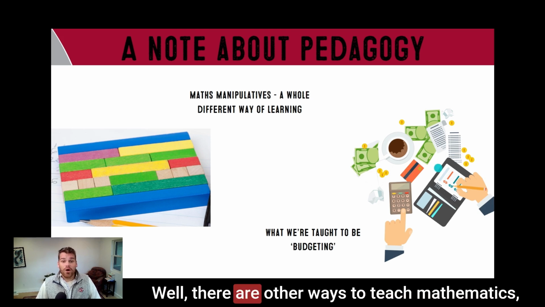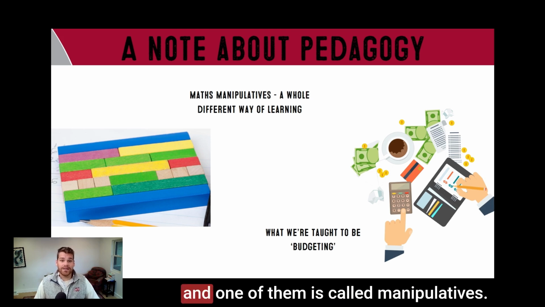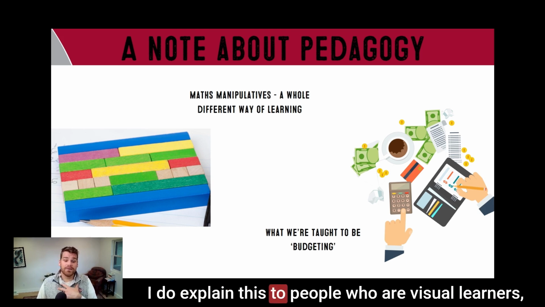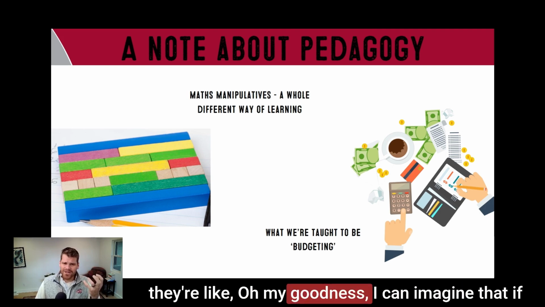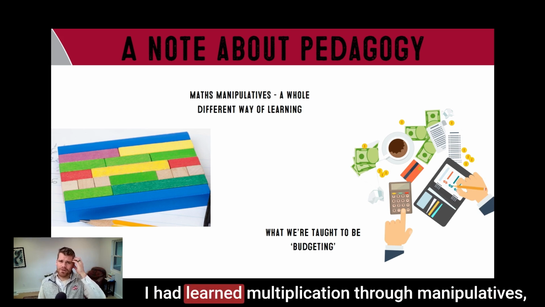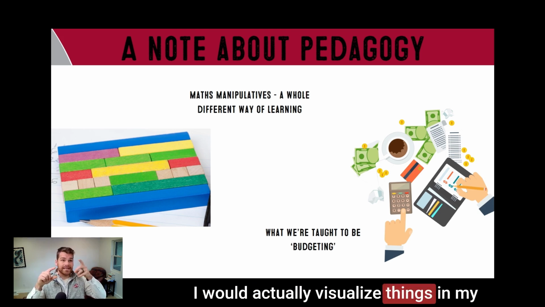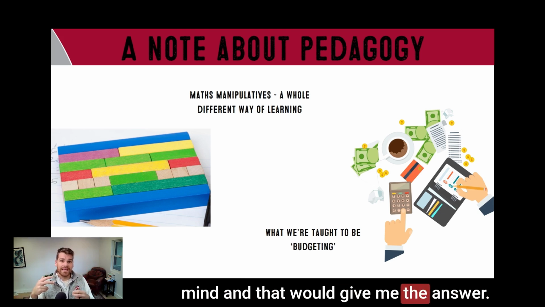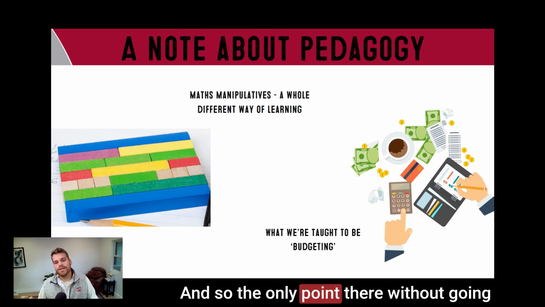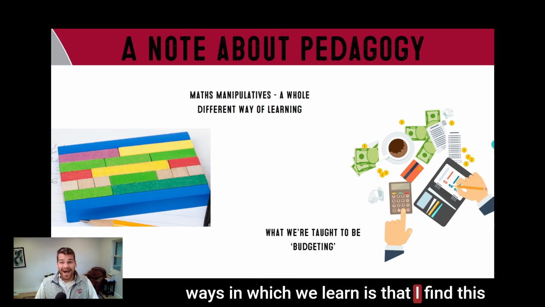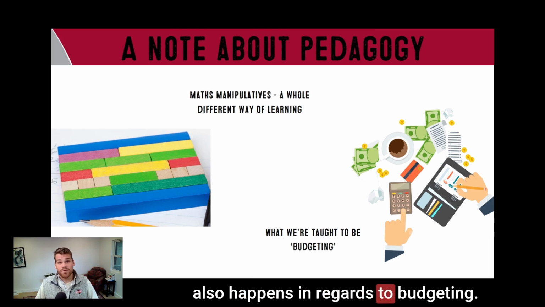Well, there are other ways to teach mathematics, and one of them is called manipulatives. I'm not going to go into all the details here, but when I do explain this to people who are visual learners, they're like, oh my goodness, I can imagine that if I had learned multiplication through manipulatives, I would have seen it in a completely different way. I would actually visualize things in my mind, and that would give me the answer. And so the only point there, without going into too much more detail about the ways in which we learn, is that I find this also happens in regards to budgeting.